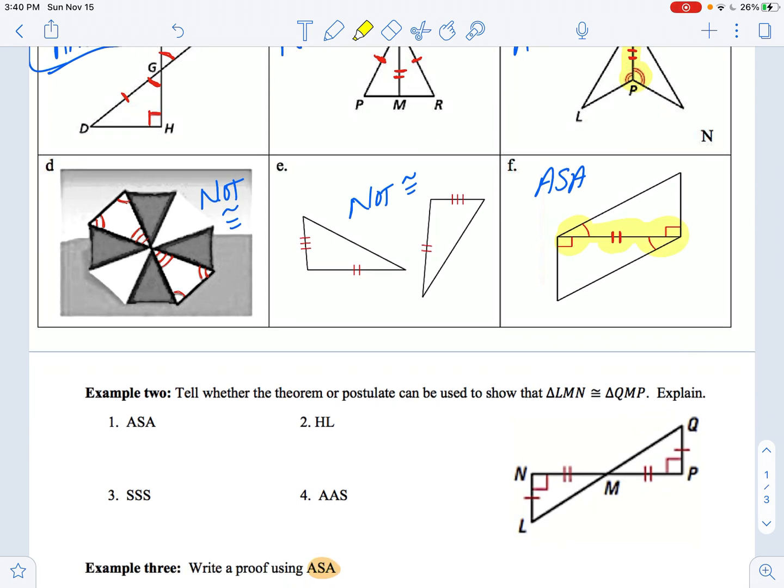Check the last example here, then we'll do some proofs. So tell whether I can show any theorems or postulates. Again, vertical angles. Then pause your video, unpause it to check your work. I should have these two as my two theorems. Alright, make sure if you need help on the proofs, you watch the proofs video. Otherwise, I will see you in class tomorrow.